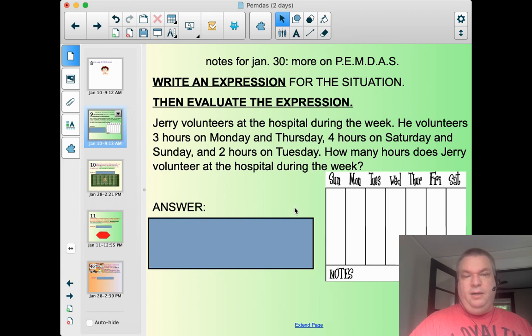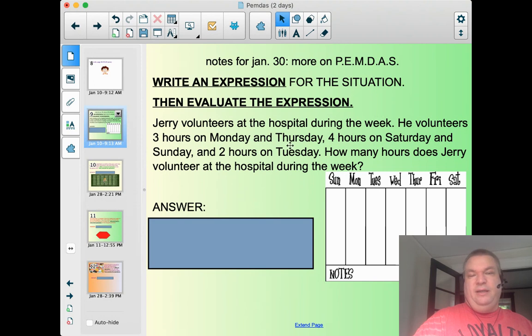All right. Welcome back, everybody. We're continuing on doing a little bit of PEMDAS, and we are going to look at some word problems and see if we can, from a word problem, create an expression that we can use our order of operations skills on. So here's my first example.